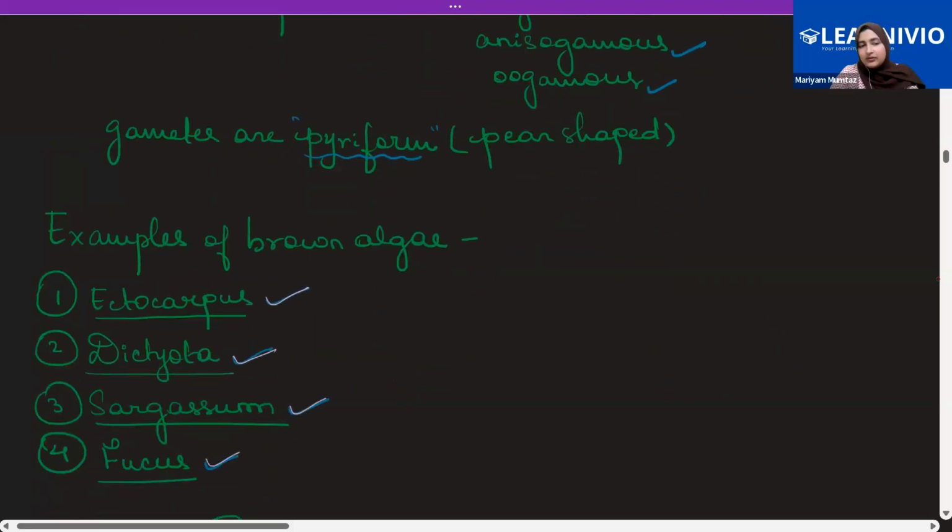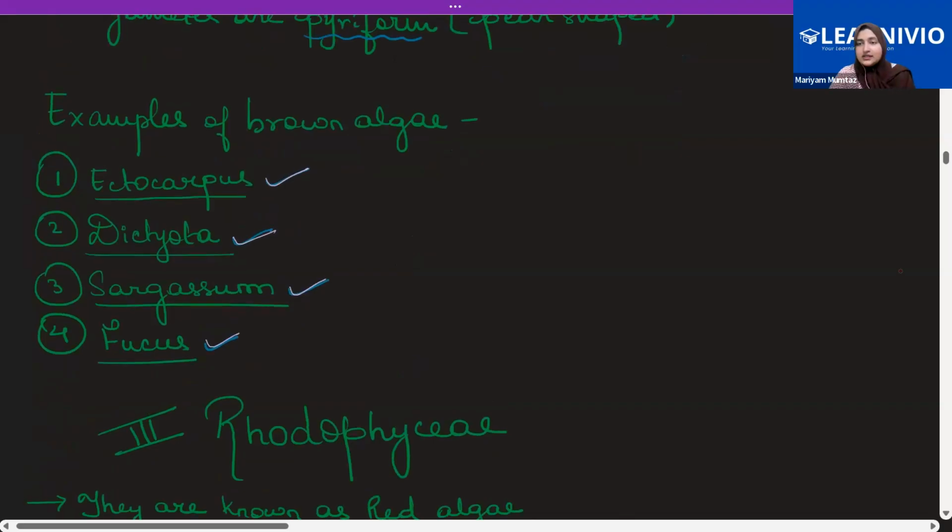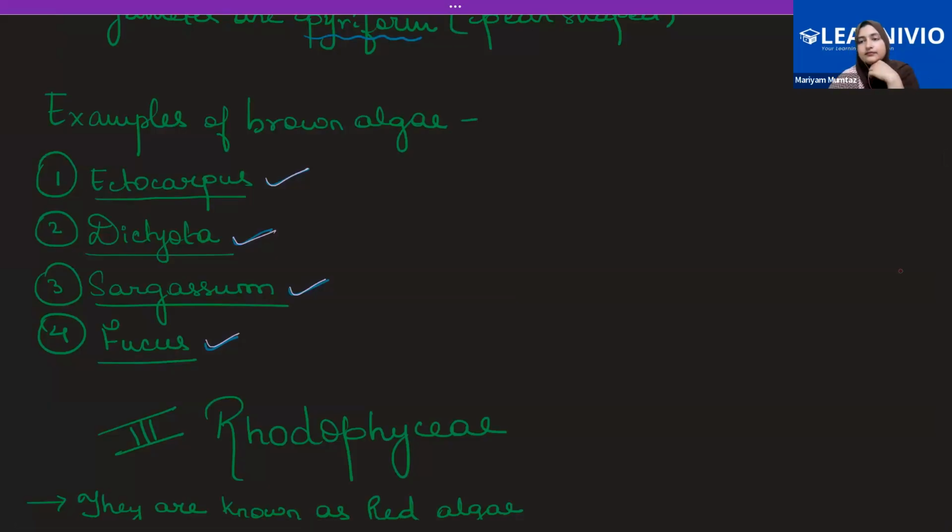Examples of the brown algae include Ectocarpus, Dictyota, Sargassum, and Fucus. Clear? Any doubts up until now? Anything you want to ask?